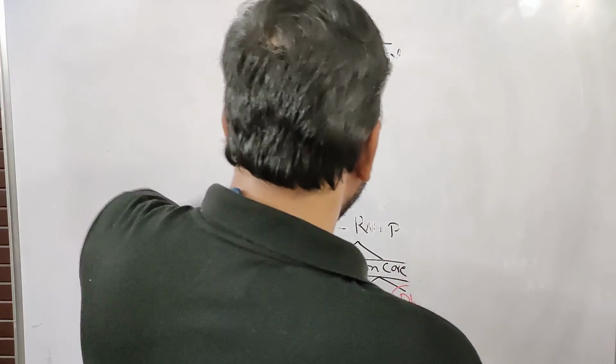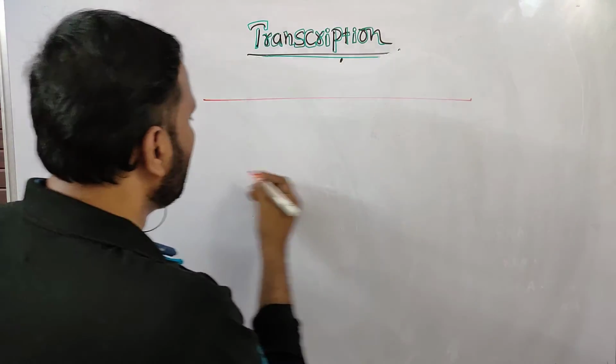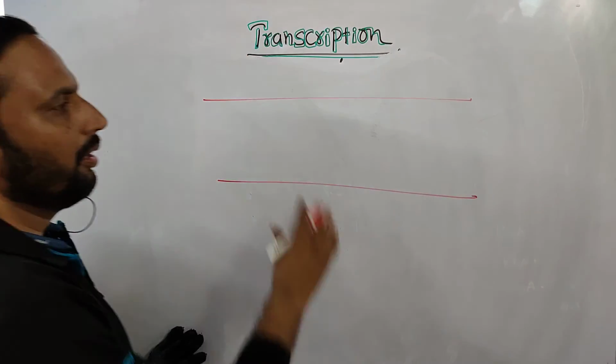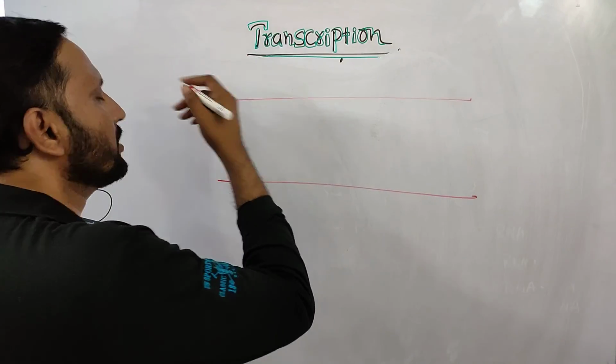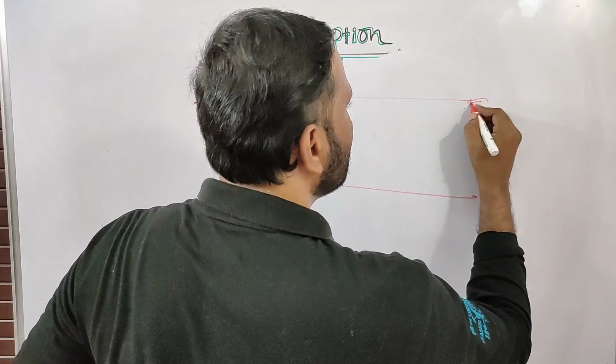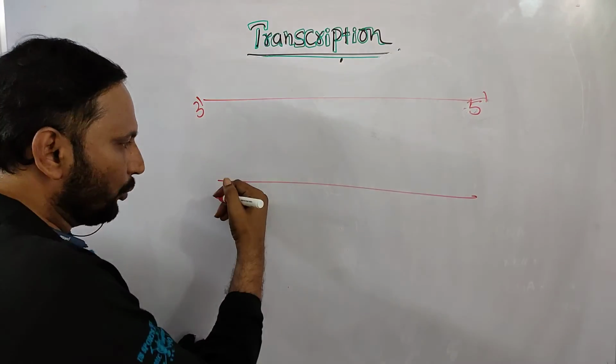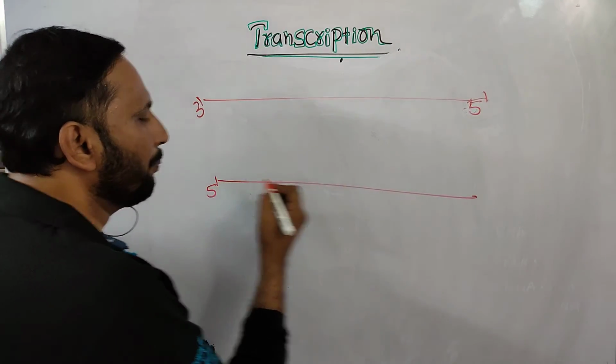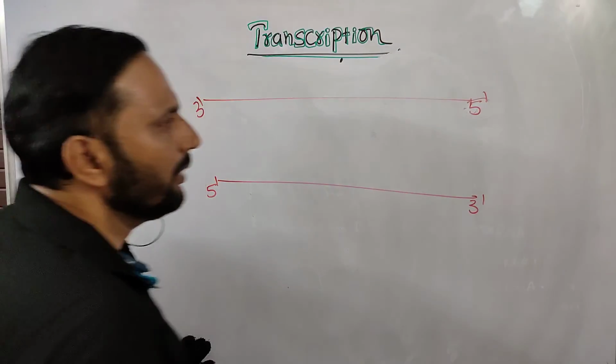You just look at there, in the DNA, two strands are present. You know the two strands. In these two strands, one strand starts with 3 to 5 prime. This is 3 to 5 prime. And this one is anti-parallel. So this is 5 prime to 3 prime.